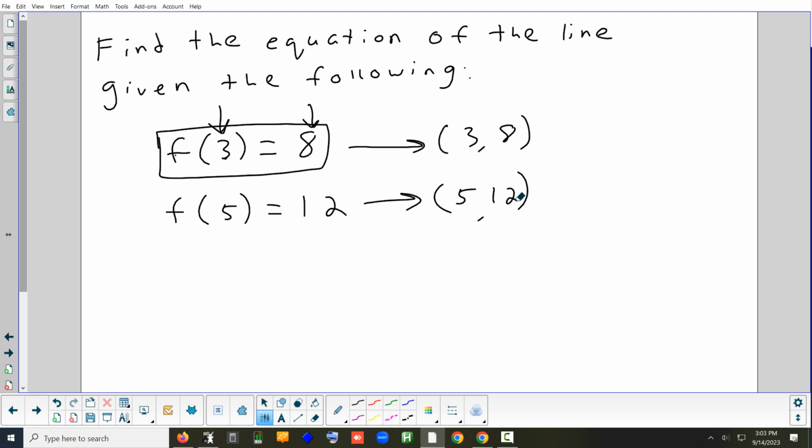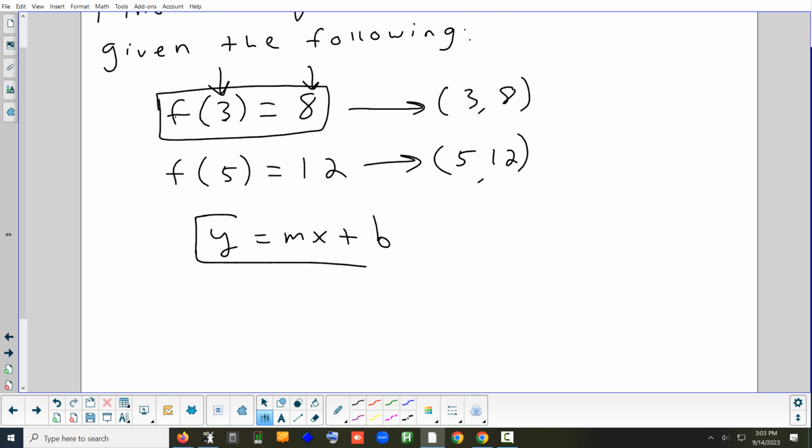Slope. Yep, we need the slope. And the other thing we need to find the equation, let's say we want to do it in y equals mx plus b, is the slope and the y-intercept. If we were using point slope, we could do it differently. Okay, so that's how our answer has to look when we're done.